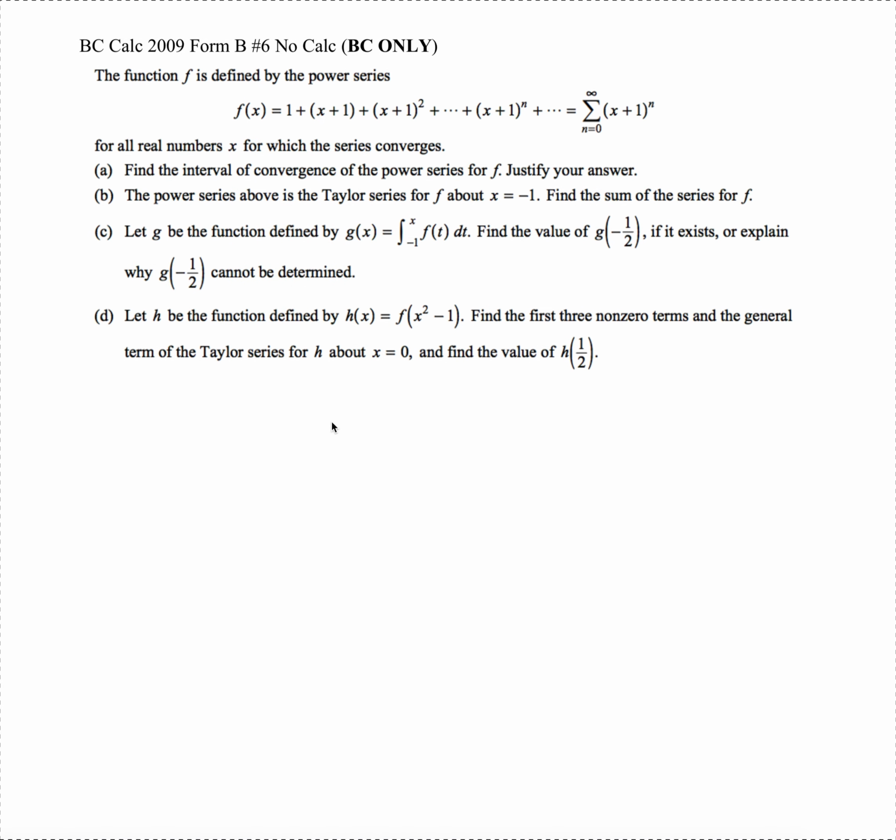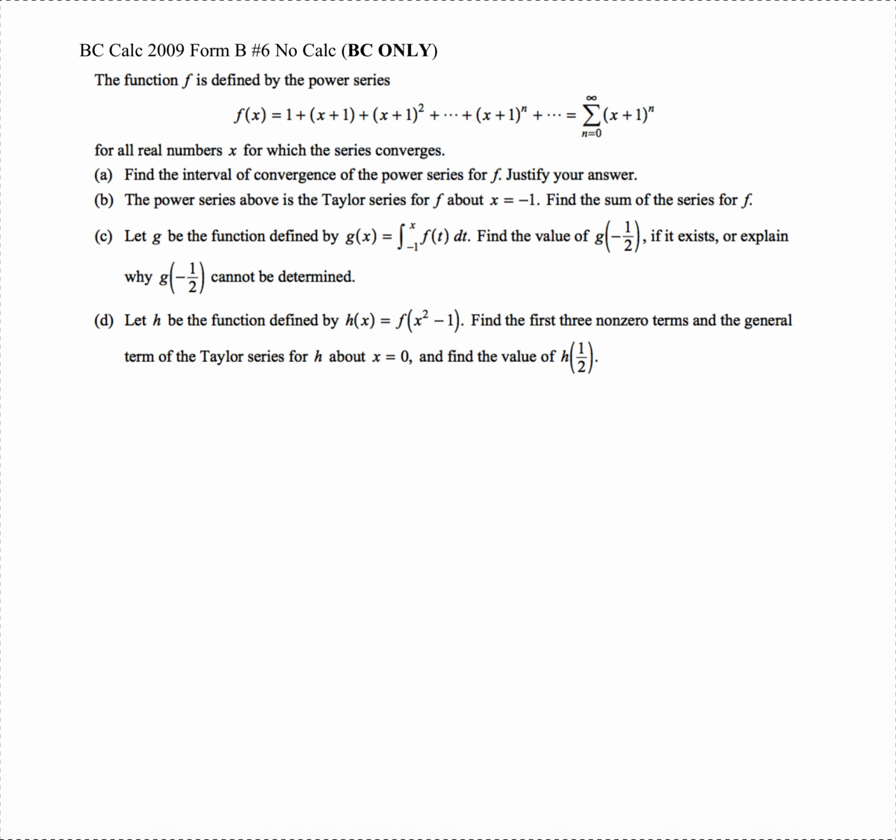BC people, we got one more example here. I like this problem a lot. It does stretch a few things that you don't need for the test, but are stuff that you should be able to handle at this point because we have talked about some things not on the test. All right, real quick here, the function f is defined by this power series. So f is equal to this infinite series, which is equal to this sum for the real numbers on which it converges. Find the interval of convergence for the power series for f.